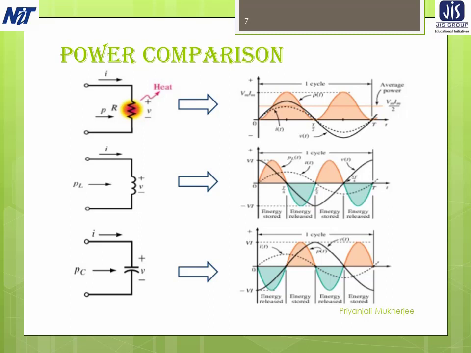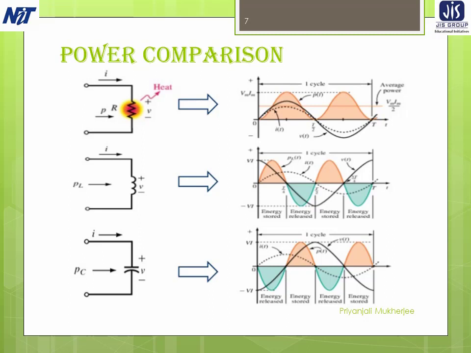Next, the resistance has been replaced by an inductor, and if we consider the inductor, then we can find that during the first half cycle the power is positive, then for the second half cycle the power is negative, for the third half cycle the power is again positive, and for the final one the power is negative. That means for the negative cases the energy has been released, whereas for the positive half cycles the energy has been stored.